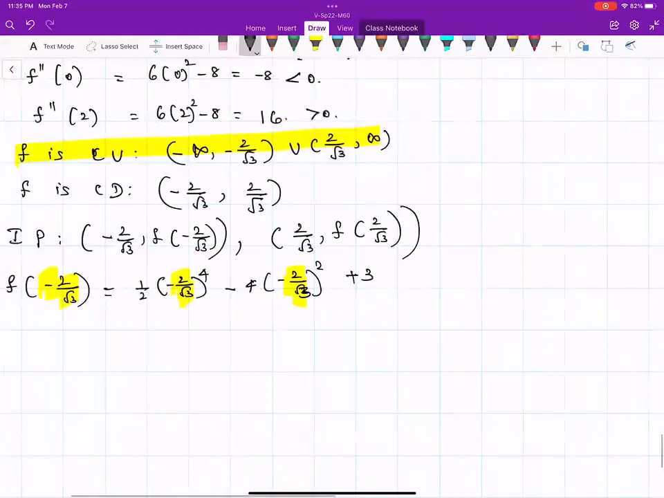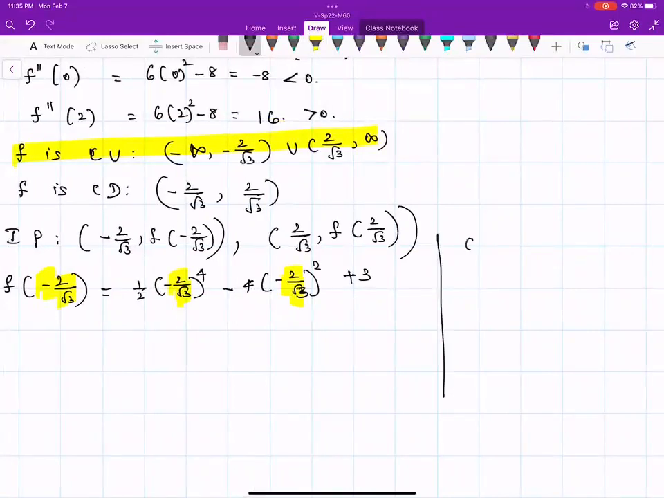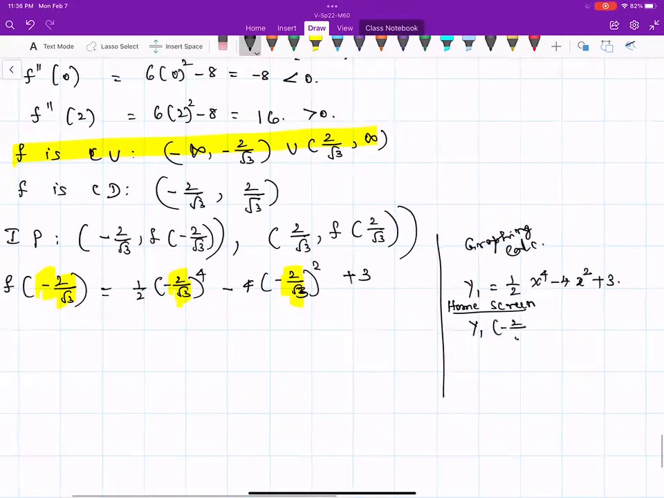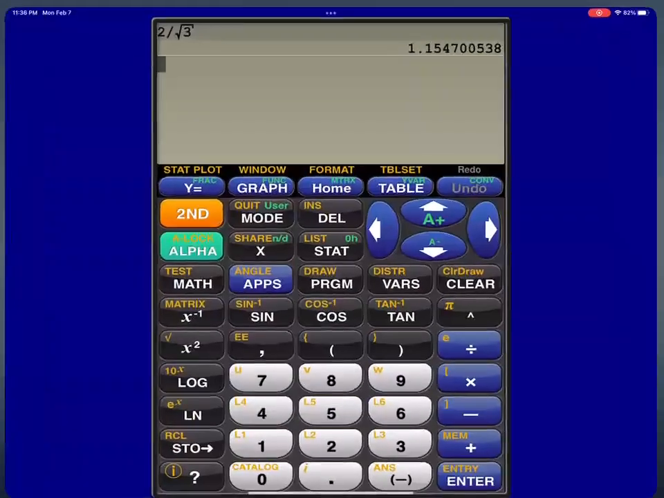You can also use the graphing calculator to compute this. So plug in y1 equal to the original function, 1/2 of x to the power 4 minus 4x squared plus 3. Plug this function into y1. Then on the home screen, enter y1 of negative 2 over radical 3. I can quickly show that.